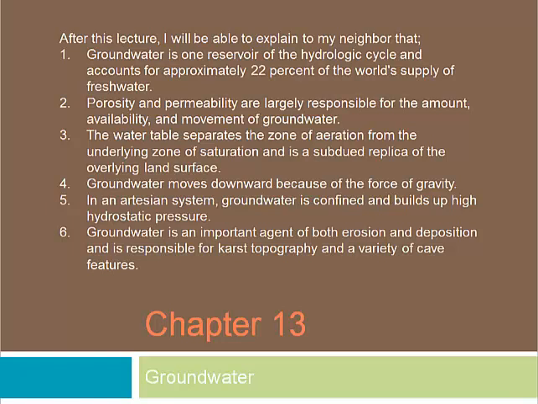We talk about how the water table separates the zone of aeration from the underlying zone of saturation, and how groundwater moves downward because of the force of gravity. We talk about artesian systems and how groundwater is confined and builds up high hydrostatic pressure. We're going to talk about groundwater as an important agent of both erosion and deposition, and it's responsible for the karst topography that we have in the Irish Hills. Well, not necessarily karst topography, but the caves that develop in the Irish Hills.